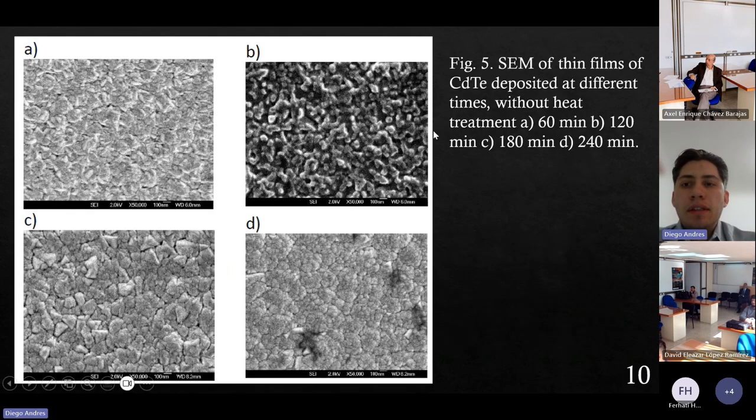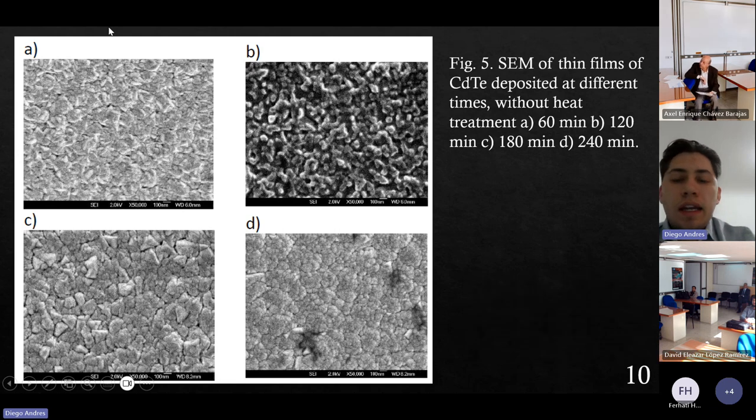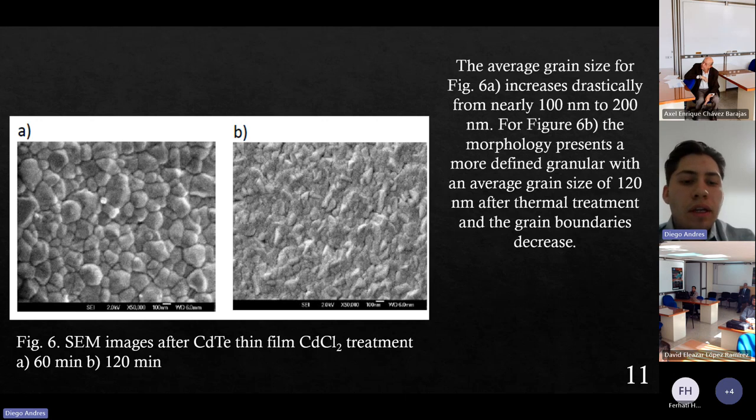Now, using SEM analysis for the thin films deposited at different times, at 60 minutes, 120 minutes, 180 minutes, and 240 minutes, what we saw here is that there were varying grain structures. The best structure for us was for the 120 minutes, and it exhibited a more uniform grain size at 180 minutes.